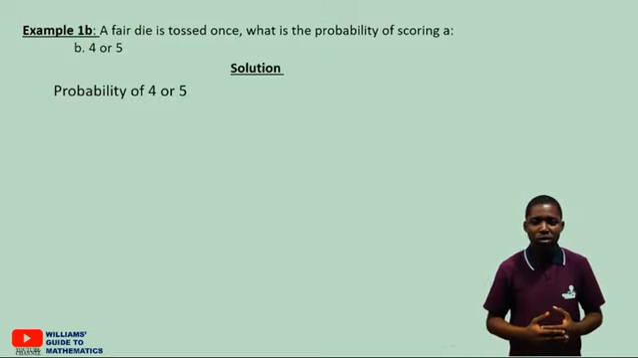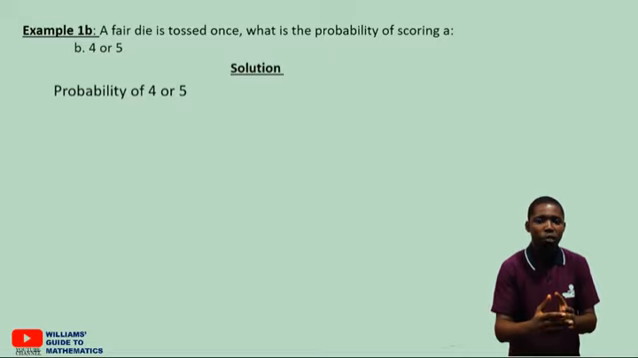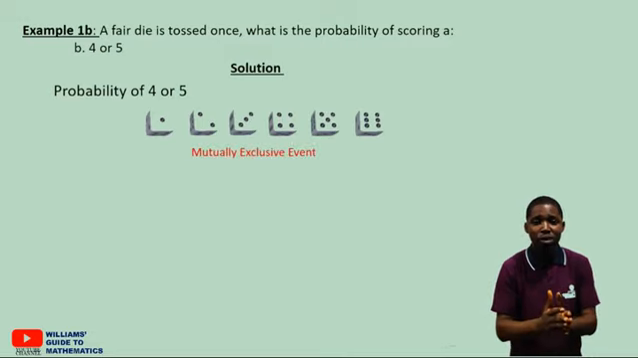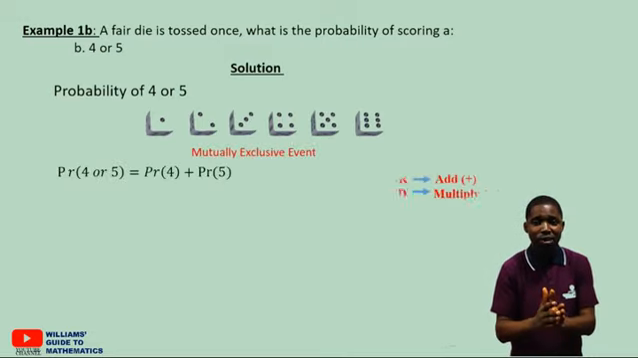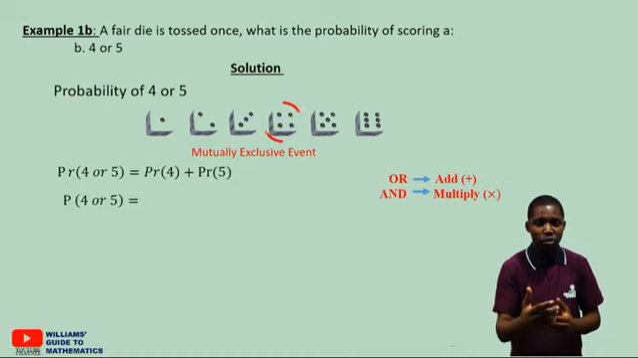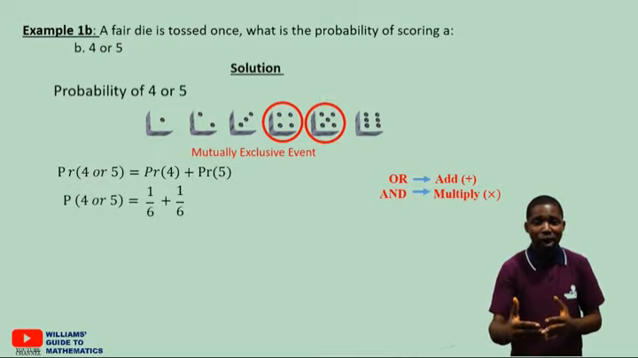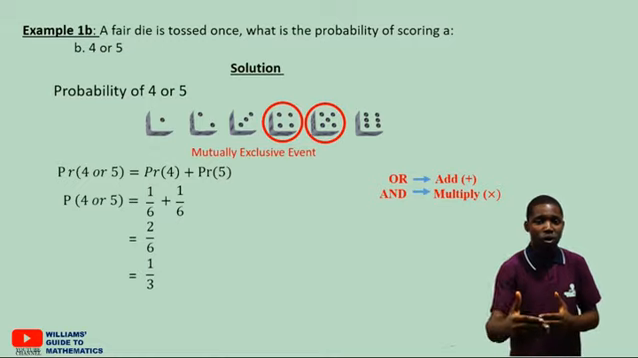The second question there says probability of 4 or 5. Almost the same thing as the first. Probability of 4 or 5 will be probability of 4 plus 5. Remember I said for or we add. How many 4 do we have in the die? Just 1. That is 1 over 6. How many 5 do we have in the die? Also 1, which is 1 over 6. So we do 1 over 6 plus 1 over 6. That is 2 over 6, which also can be reduced as 1 over 3.